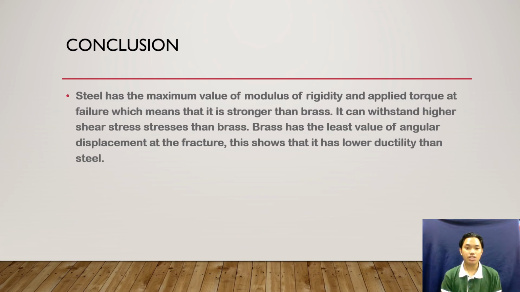For the conclusion, steel has the maximum value of modulus of rigidity and applied torque at failure, which means that it is stronger than brass. So it can withstand higher shear stresses than brass, and brass has the least value of angular displacement at the fracture. So this shows that it has lower ductility than steel.